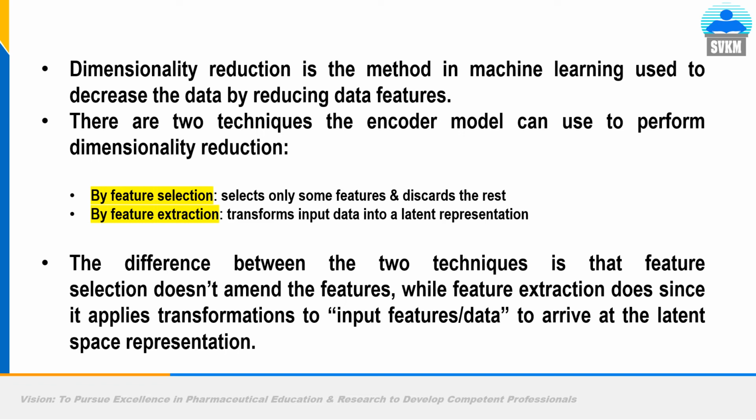So we can reduce the dimension through two techniques: either by feature selection, which selects only some features and removes unwanted ones, or by feature extraction, which transforms input data into a latent representation. This is the subject matter of our present video. The difference between these two techniques is that feature selection does not amend the features, while feature extraction edits the features since it applies transformation to input data or input features to arrive at the latent space representation.